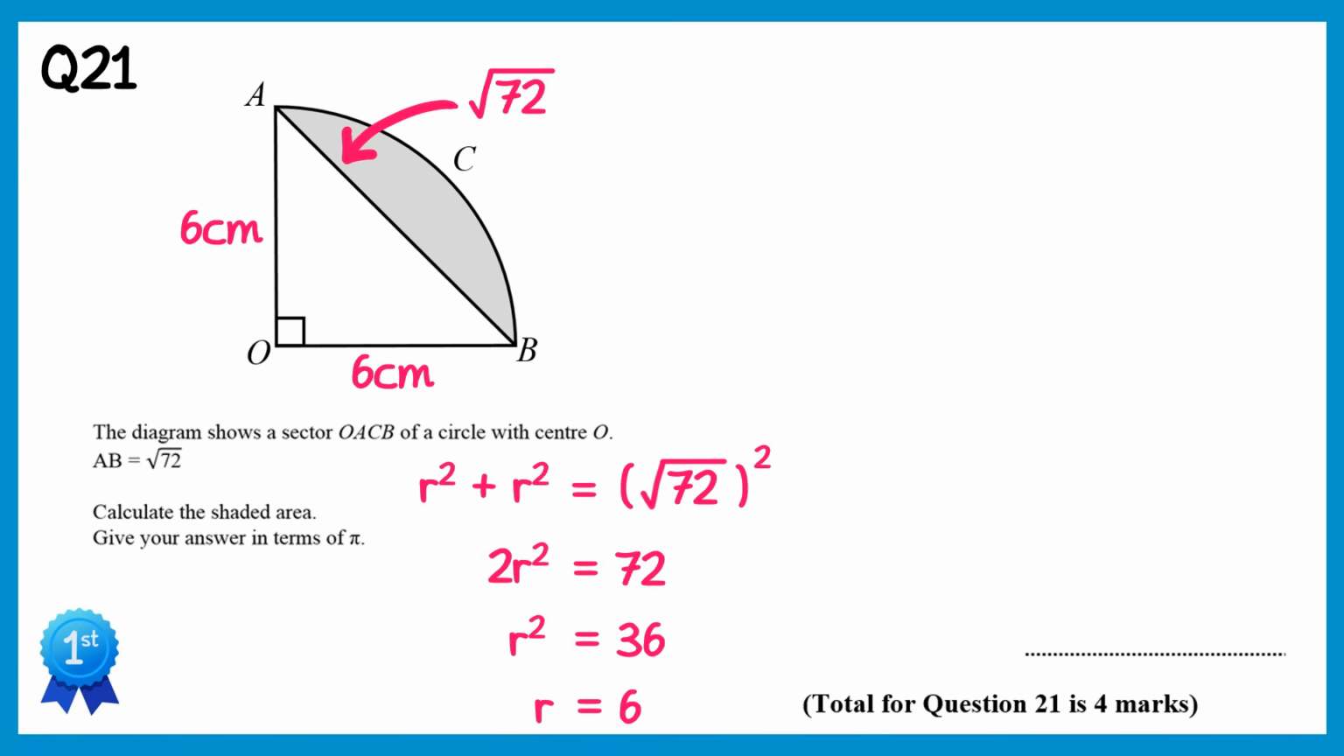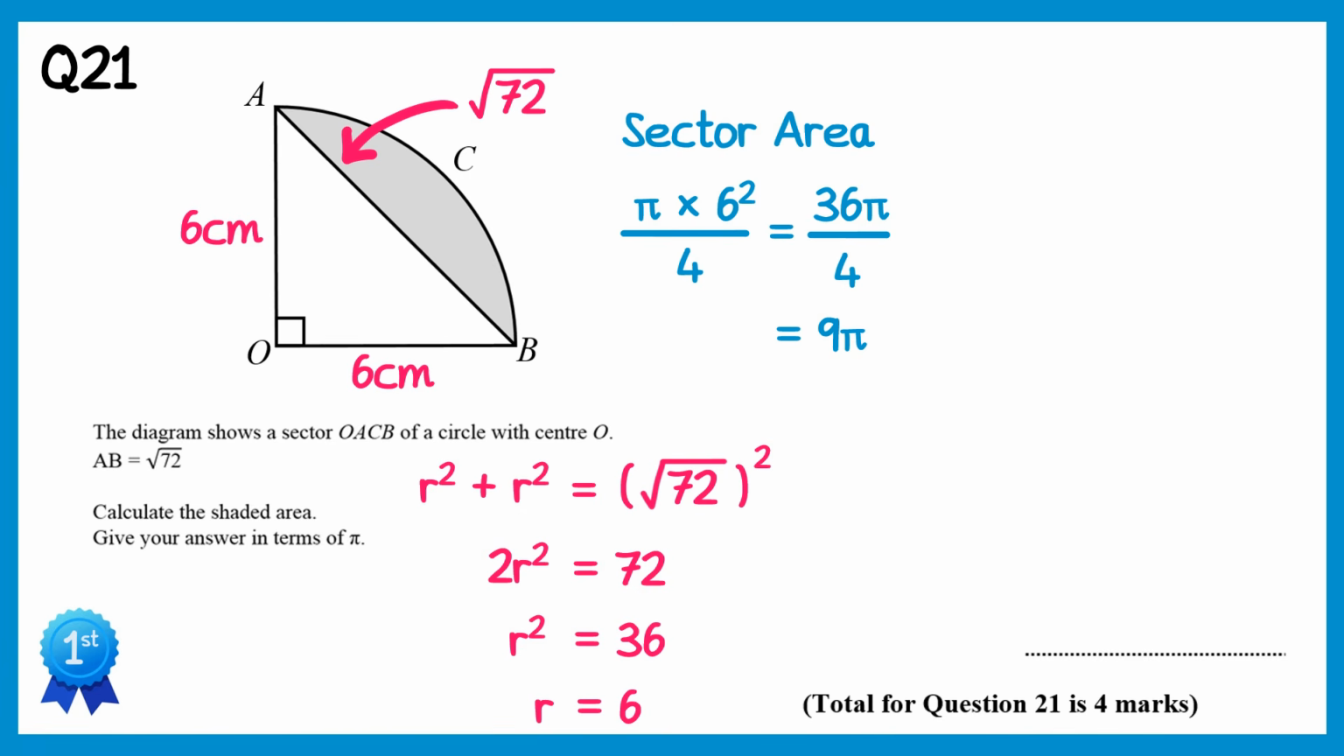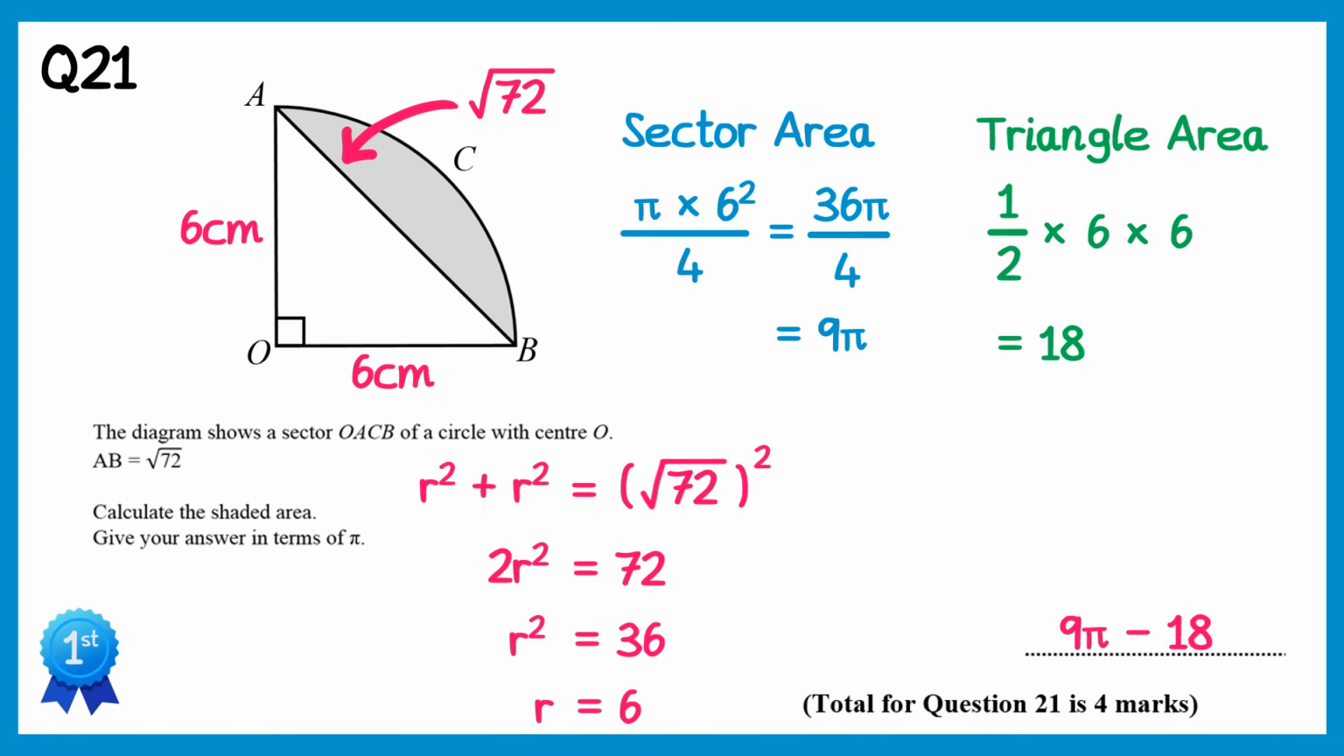We can now work out the area of the sector. So if we do pi times r squared, which is pi times 6 squared, that would be a whole circle, but since it's a quarter circle, we can divide that by 4. So pi times 6 squared is 36 pi, divided by 4 is 9 pi. If we now work out the area of the white triangle, this would be half times the base, which is 6, times the perpendicular height, which is also 6, and this gives you 18. So the shaded area is the area of the sector, 9 pi, take away the area of the triangle, 18. So the answer to the question is 9 pi take away 18.